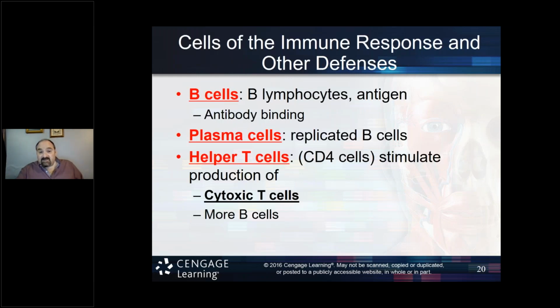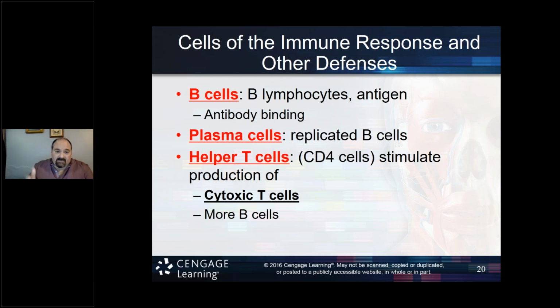So as far as the cells are concerned, we have mentioned these cells before, and I'm just going to give you a little more information regarding them. The B cells, the B lymphocytes, and the T cells, the T lymphocytes. B lymphocytes produce the antibodies as a result of the plasma cells. Helper T cells are what are called your CD4 cells.